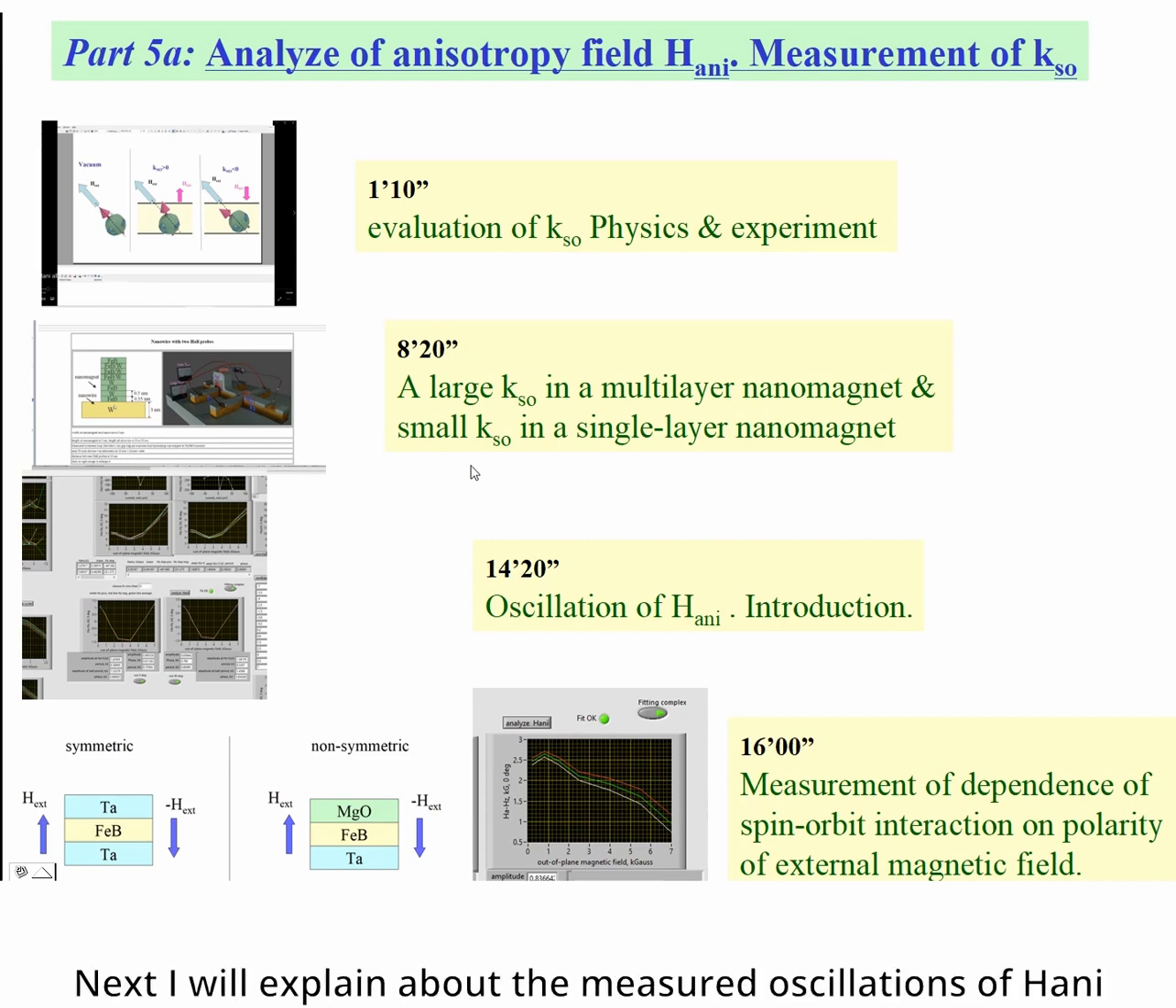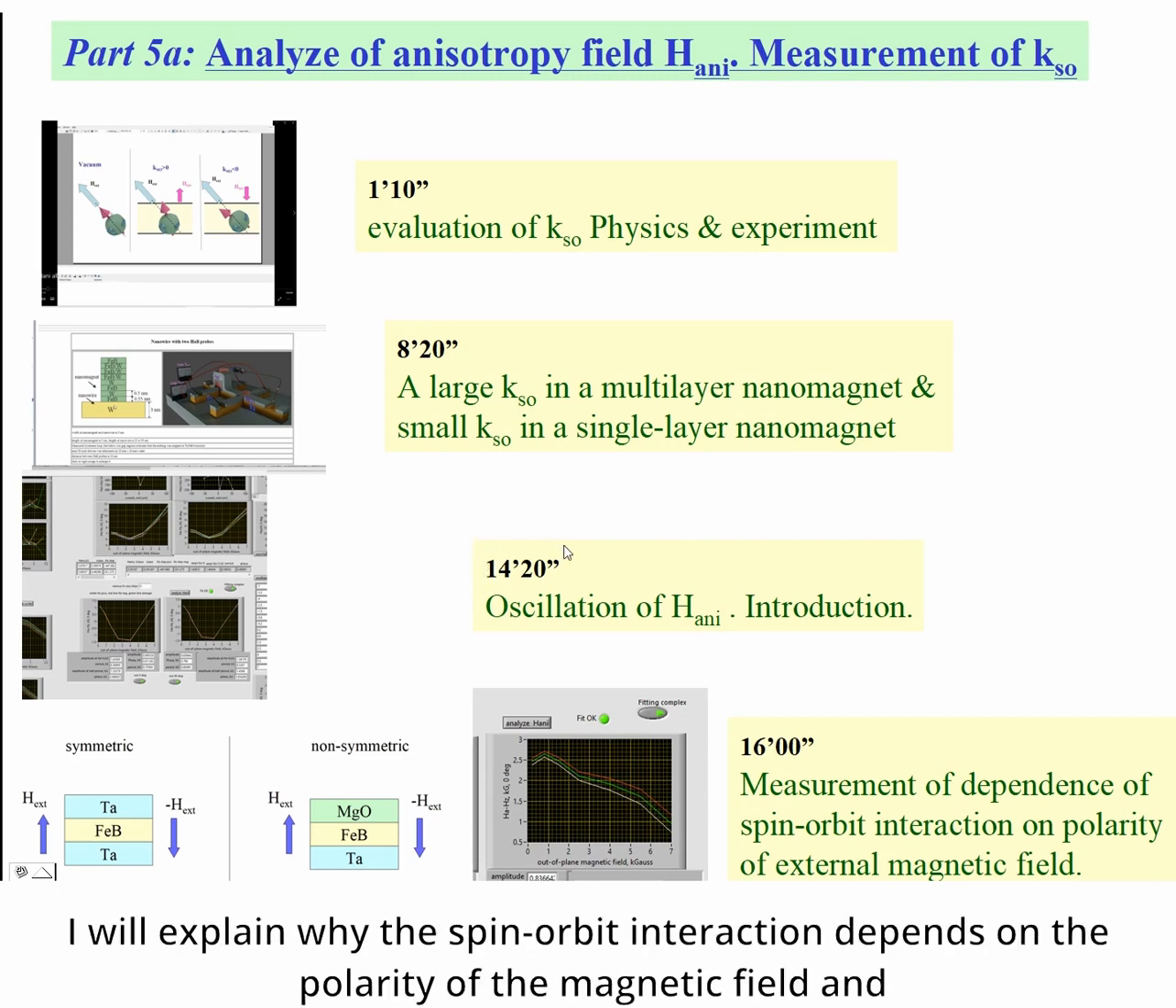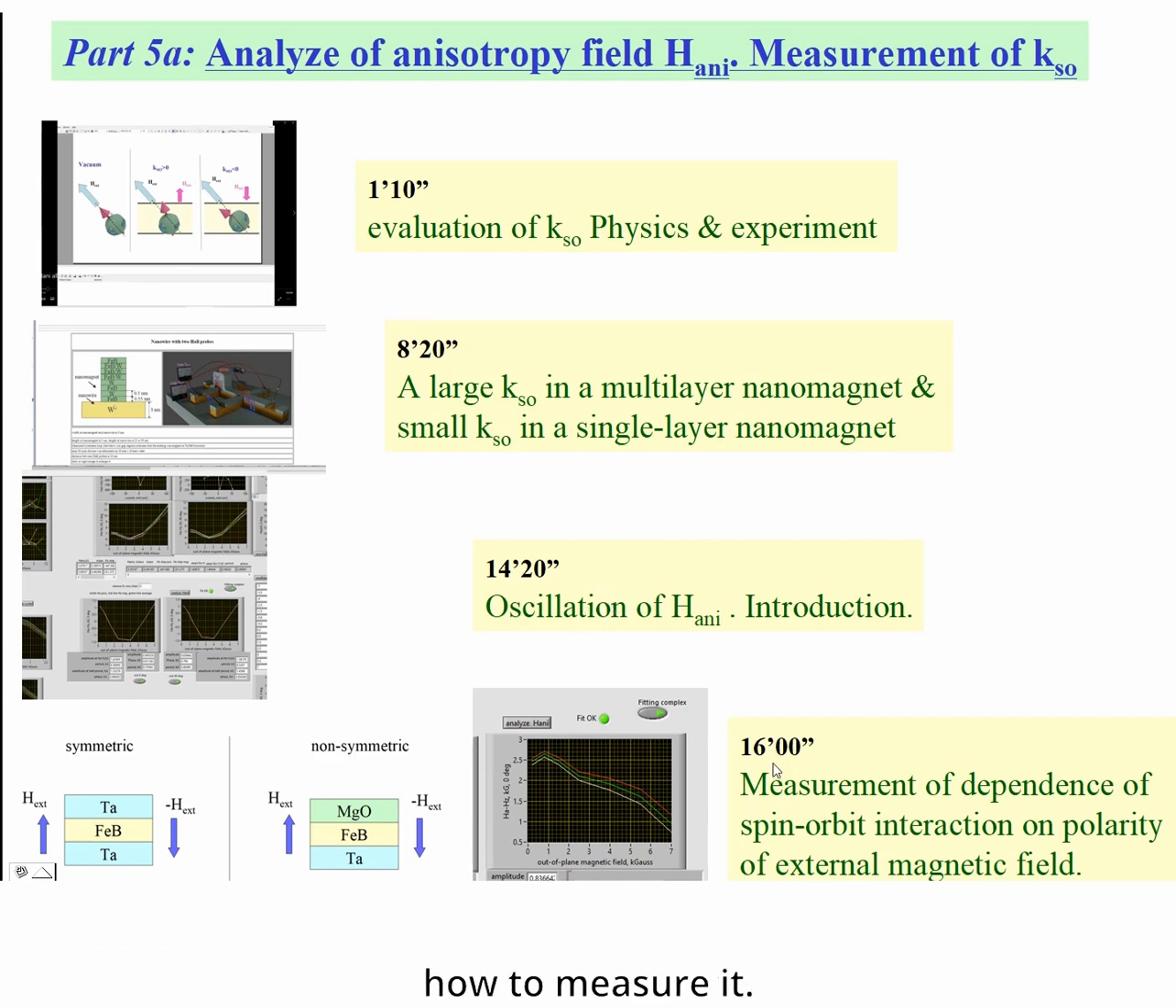Next, I will explain about measurements of oscillation of anisotropy field and why this oscillation is an important characteristic of a nanomagnet. Next, I will explain why the spin-orbit interaction depends on the polarity of the magnetic field and how to measure it.